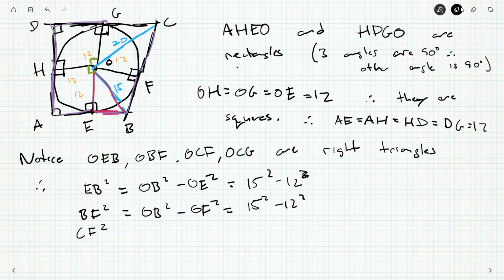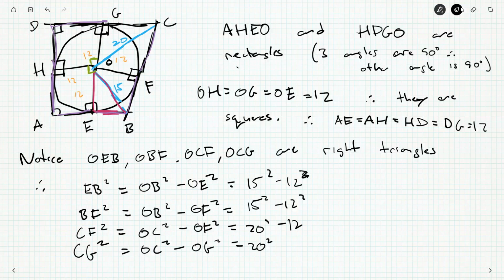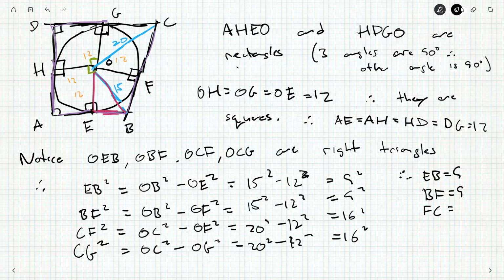CF squared and CG squared are done in a similar manner. We write them all out at once. OC squared minus OF squared, OC squared minus OG squared, 20 squared minus 12 squared. And that's going to be 9 squared, 9 squared, 16 squared, 16 squared. So that tells me, therefore, EB is 9, BF is 9, FC is 16, CG is 16 as well, and that gets me all the lengths there.